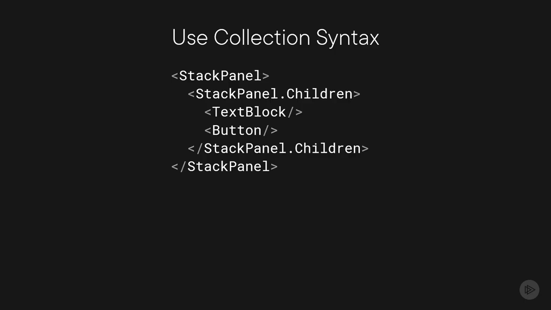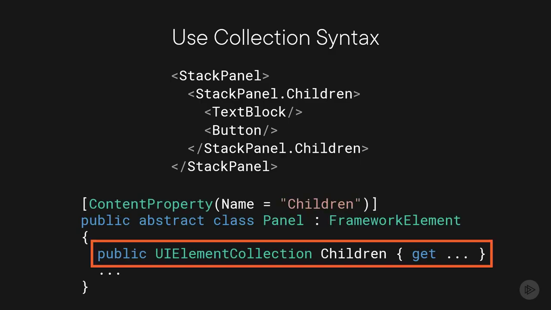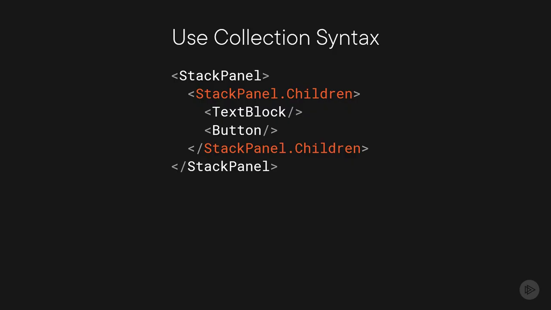Of course, you can improve the XAML snippet on this slide with the content syntax that you learned in the previous clip, because the children property of the panel class is specified as a content property. This means that you can omit the property element stackPanel.children like we did it already in the previous clip. Now this little snippet is using content syntax and collection syntax. Alright, now let's wrap up what you have learned in this module.